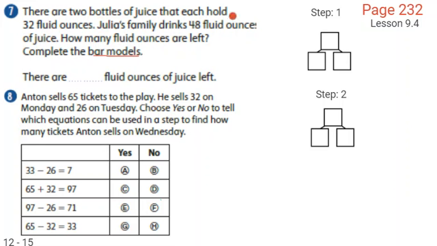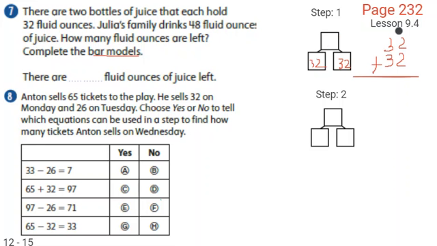So let's take a look here. There are 2 bottles of juice that each hold 32 ounces. So those are 2 parts. Okay, so 32 and 32. Now, I'm just going to say 32 plus 32. We put the whole right here because these are the 2 parts. Again, 32, this is for step number 1, 32. We're going to add them together.